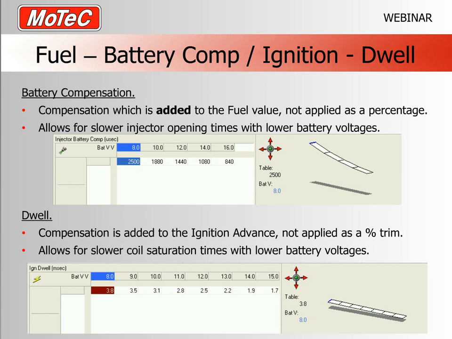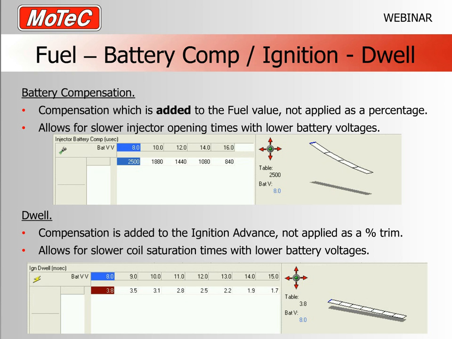Slower injectors take longer to open, and especially as the lower battery voltage comes, then it may be necessary to add extra time so that the number in the fuel map produces the same mixture regardless of the battery voltage. So this is typically used to allow, for example, the high ohm injectors, which take quite a lot longer. And in this case, at 8 volts, we can see that it's adding actually 2.5 milliseconds or 2,500 microseconds. So that's a significant amount of time.